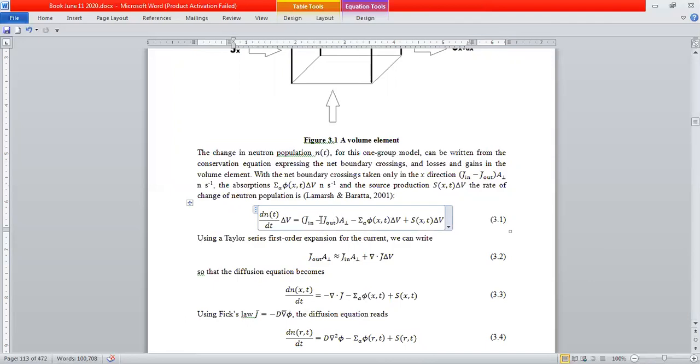Now, I would like to develop a theory, so I've got to simplify. And one excellent source for this is the book Lamarche and Baratta, 2001.